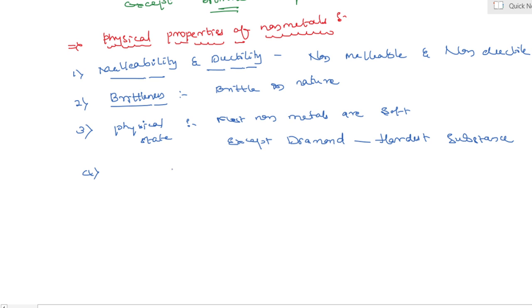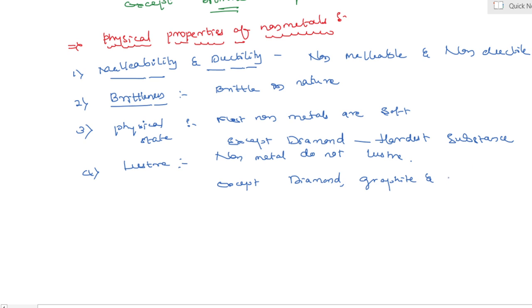Fourth one is luster. Non-metals do not have luster. It means they do not have a shining surface. However, diamond, graphite, and iodine have luster even though they are non-metals. Non-metals do not have luster except diamond, graphite and iodine. They are shiny.